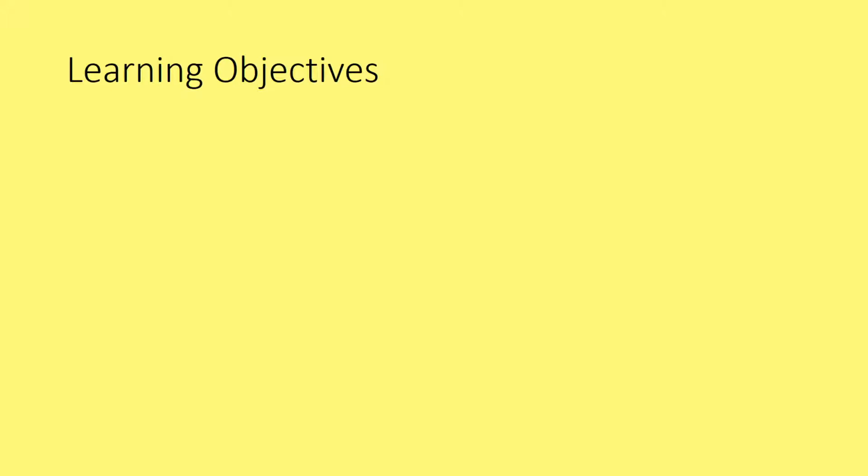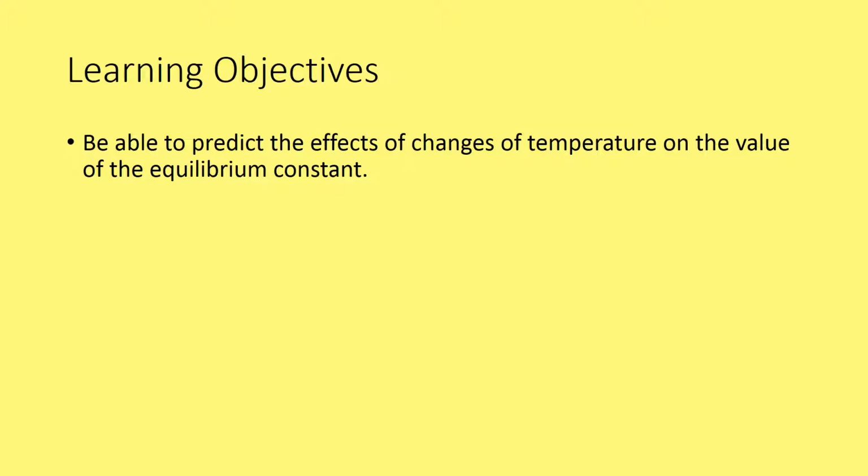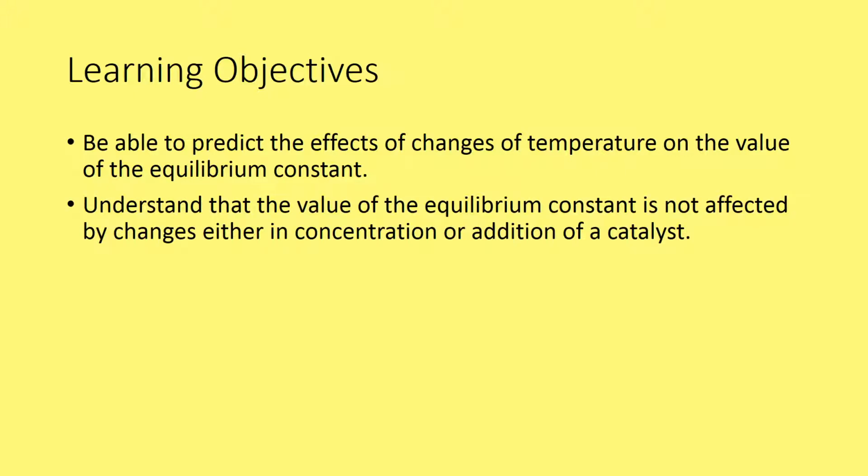The learning objectives for this lesson are as follows. First one being to be able to predict the effects of changes of temperature on the value of the equilibrium constant. Remembering that the equilibrium constant is the ratio of concentrations of products to the concentrations of reactants at equilibrium. So what effect do changes of temperature have on that ratio, of the equilibrium constant? Also, we're going to want to understand that the value of the equilibrium constant is not affected by changes in either concentration or addition of a catalyst, only temperature.